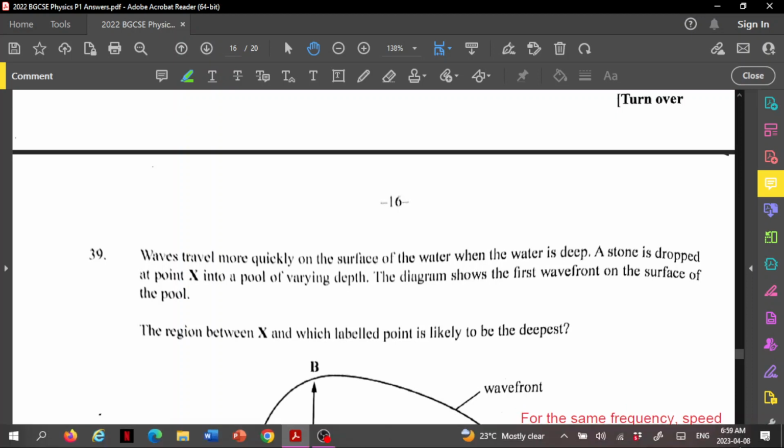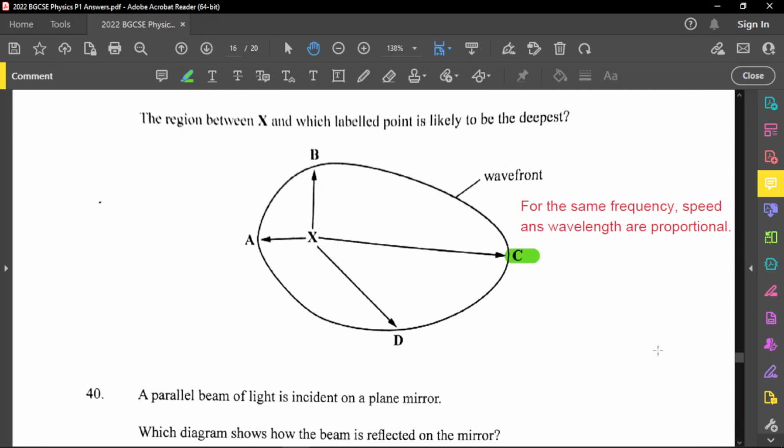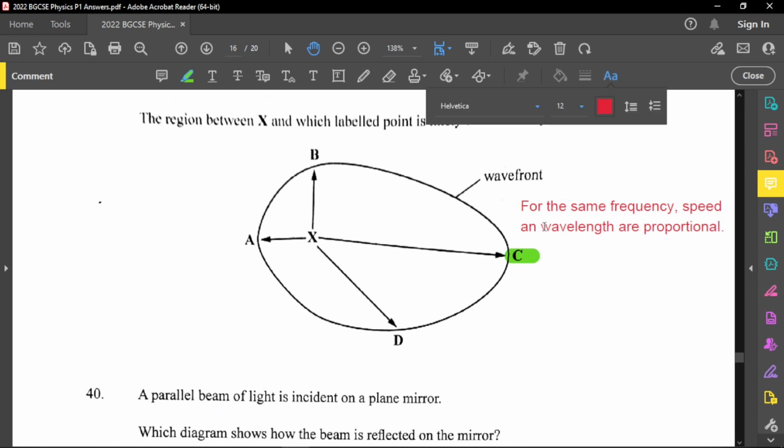And so if this is a wavefront, I'm going to show you something with the diagram just to make a note right here, because there's something you need to know. In the diagram here, this is an additional note: for the same frequency, speed and wavelength are proportional. Let me just make a correction right here. This is supposed to be speed and wavelength, not just speed. So speed and wavelength, they are proportional.